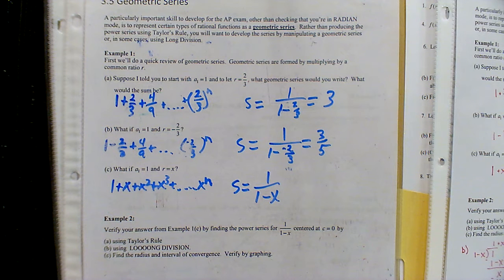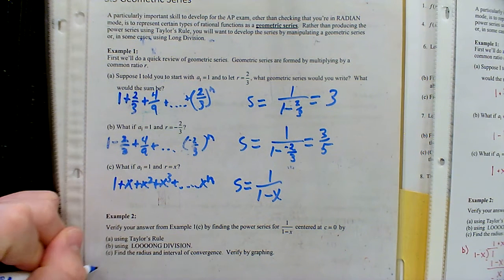All right, so example 2. Verify your answer from example 1c by finding the power series of 1 over 1 minus x centered at c equals 0 by using Taylor's rule. Well, we've already done that in the last section, so we're not going to repeat part A. Using Taylor's rule, we had found that series. Part B, using long division. So that's where we're going to start today. We're going to find that series by using long division.